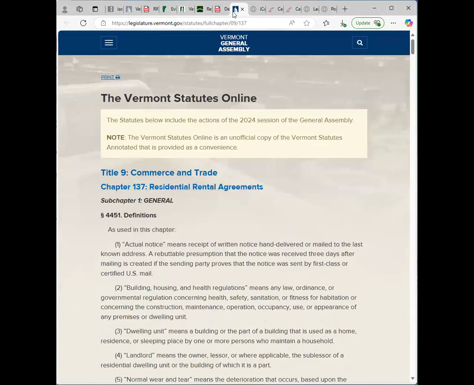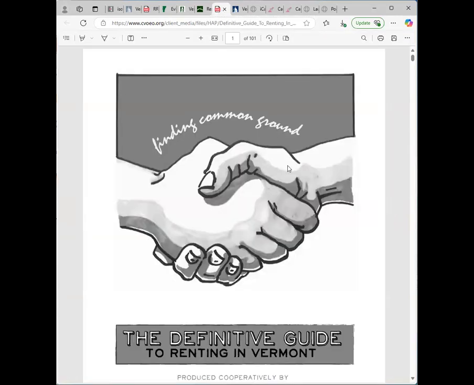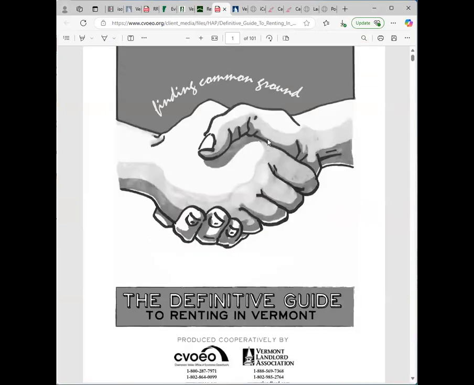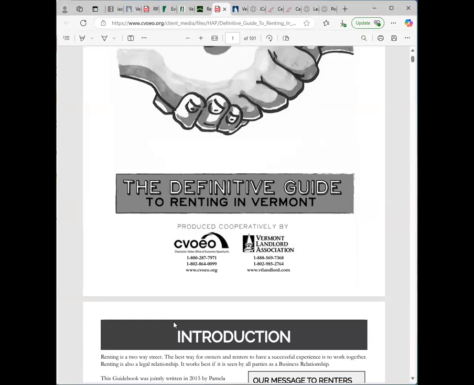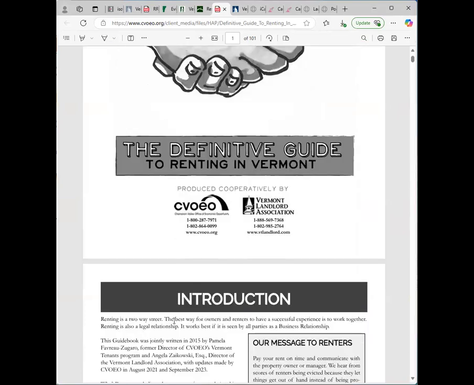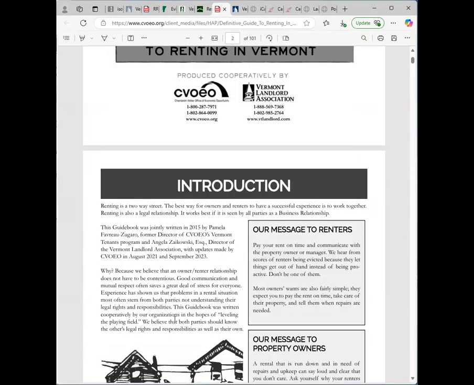But there's always a guideline or workbook or something, information sheet, fact sheet. And so this is called Finding Common Ground, the Definitive Guide to Renting in Vermont, produced by Vermont Landlord Association. And let's see, I can't read how small that is, but this hyperlink is in here as well. So this is a PDF. We're going to go through the PDF. Now, the PDF is 100 pages long. I promise you, I am not going to go through all 100 pages, but I will hit the high points.